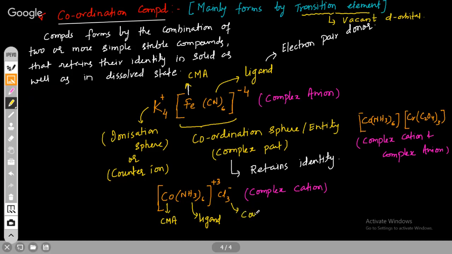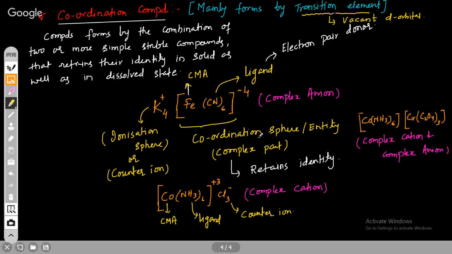What is this part, the square bracket? The whole thing is the coordination sphere. So you have understood the terminology: ligand, central metal atom, ionization sphere, coordination sphere, or entity. This you must remember.